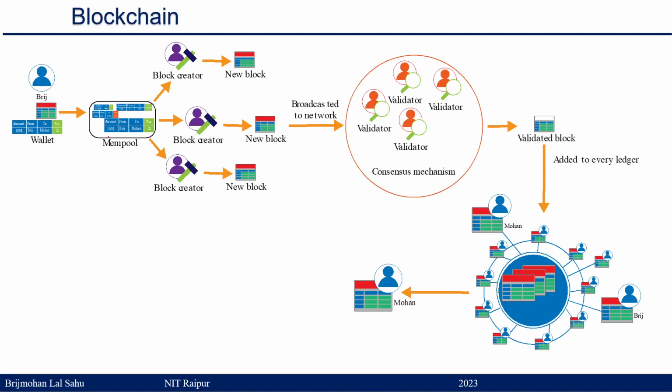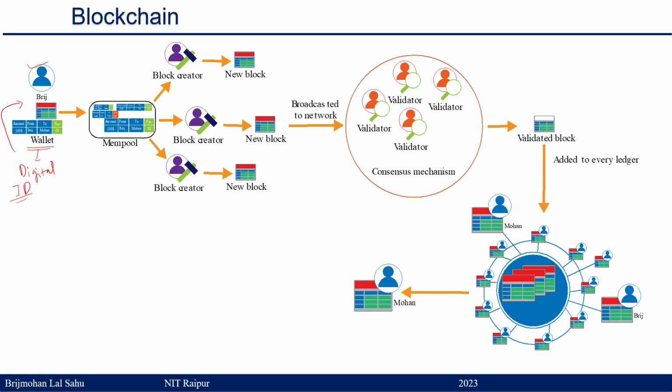Okay, let's understand blockchain in a broader way. Suppose there is a user, Bridge, who will interact with the blockchain network through a wallet. A wallet is just a storage that stores the digital ID of Bridge, through which he will log in, and by which other nodes in the network identify Bridge as a user.